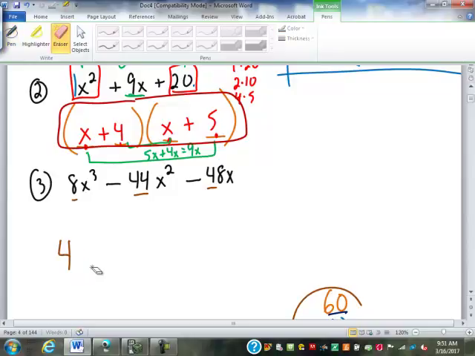How about for the variables? X. There is an x in every term. And x by itself with no power is the smallest power. So we're going to divide that by the 4x. 8x to the third divided by 4x. Well, 8 divided by 4 is 2. x to the third divided by x is x squared.